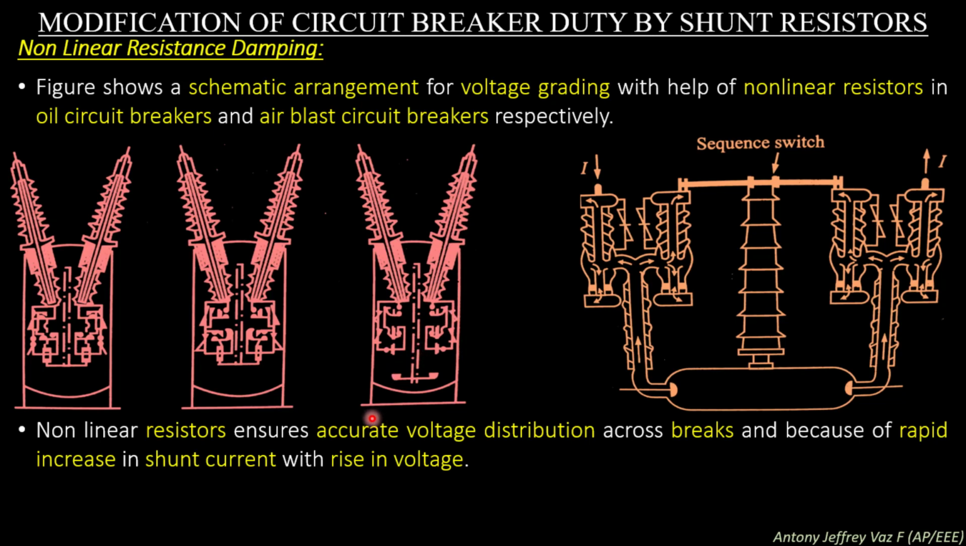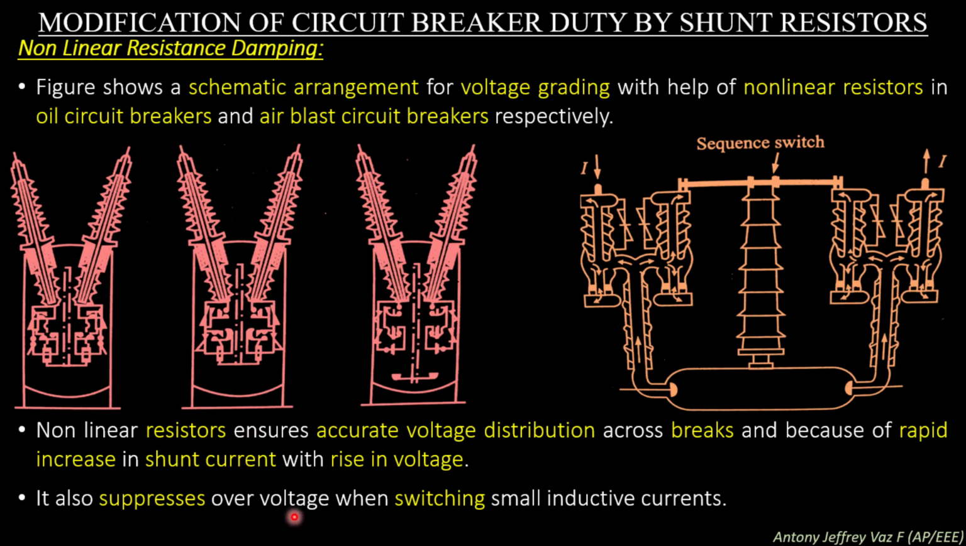Nonlinear resistors ensure accurate voltage division across breaks because of the rapid increase in shunt current with the rise in voltage. The main advantage of using nonlinear resistance is accurate voltage distribution across the breaks. If there are 2 or 3 breaks across a pole, the distribution of voltage across each break should be similar and equal. To ensure this, nonlinear resistance can be used.